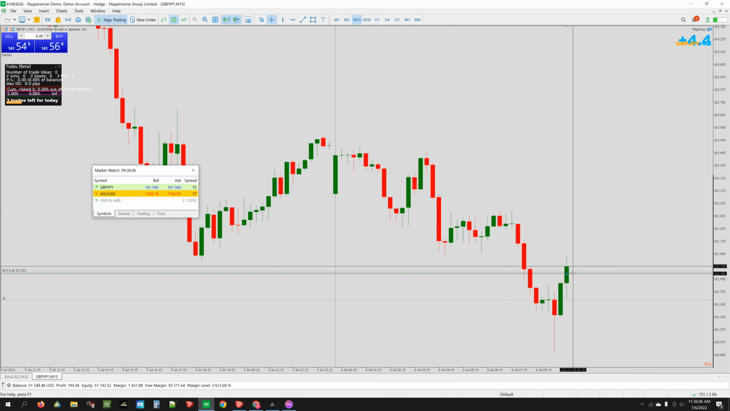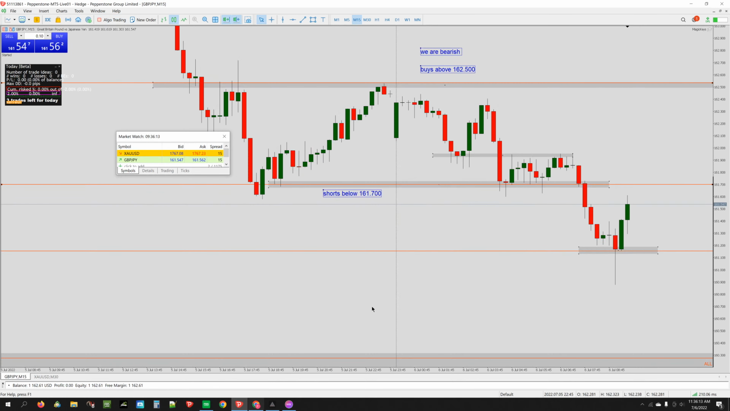This is just a paper trade, but we will see how things will play out.